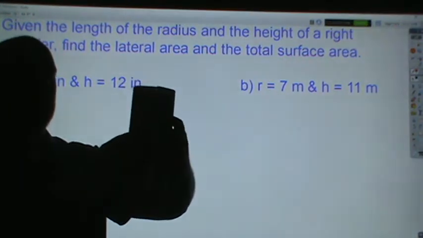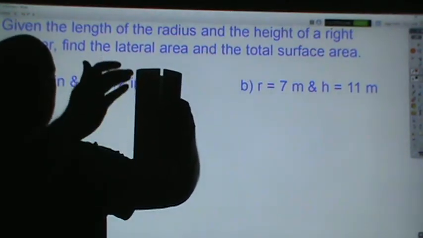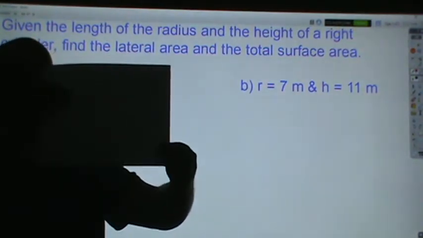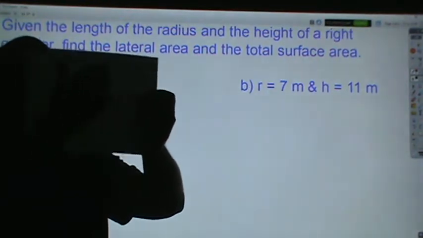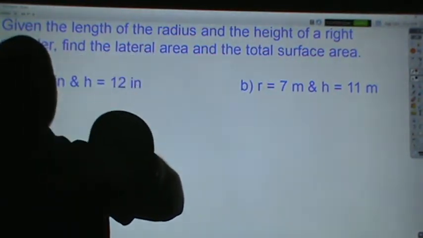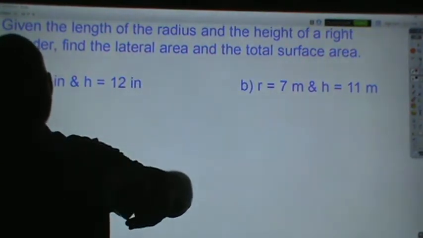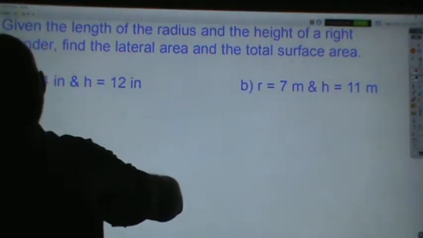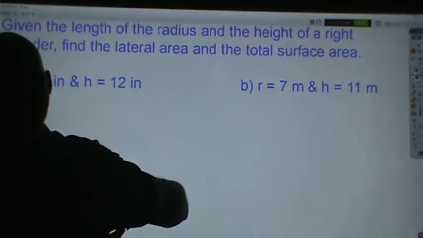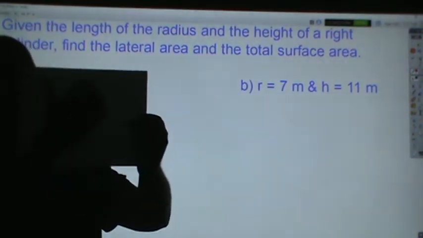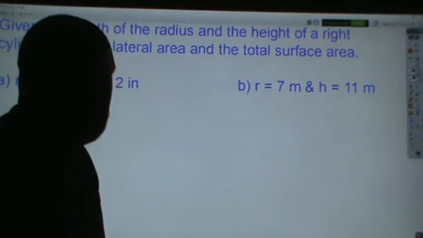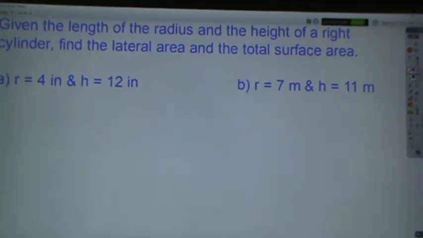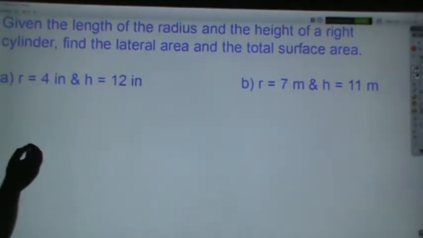So the height of our cylinder is going to be the vertical edge of our rectangle, but the top edge of our rectangle is going to be exactly the same as the distance around the circle at the base. The distance around a circle is called the circumference, so we're going to have to use the circumference formula to find the length of this edge. So when I find the lateral area, or when I find the surface area of a cylinder, I will suggest that you draw a net.